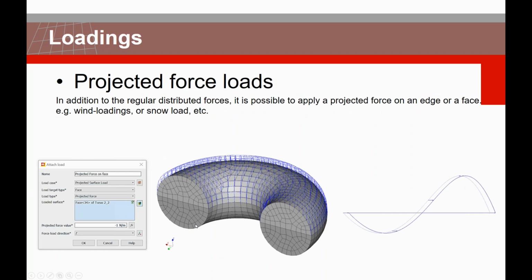Furthermore, we have added the projected force load. This force load is very important in terms of the projection of wind and snow on inclined surfaces, on cables, and also over curved surfaces. So basically it projects the normals based on the corresponding effective edge or surface.